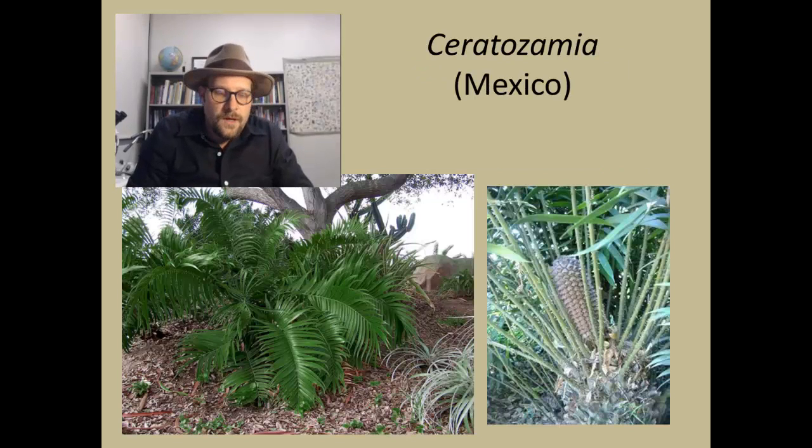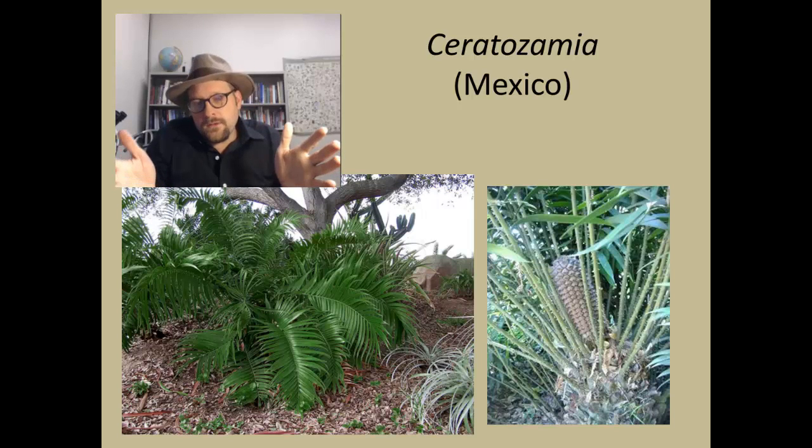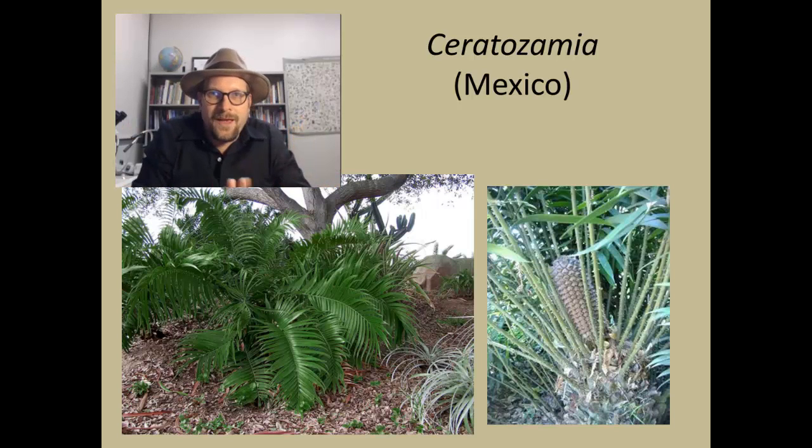Another cycad from Mexico is Ceratozamia, which is divided into about 30 species living in Mexico and in the southern Central American countries. They live in really lush rainforests of the region, and like other cycads, they also have male and female plants with cones growing out of the center of these sort of cylindrical trunks.